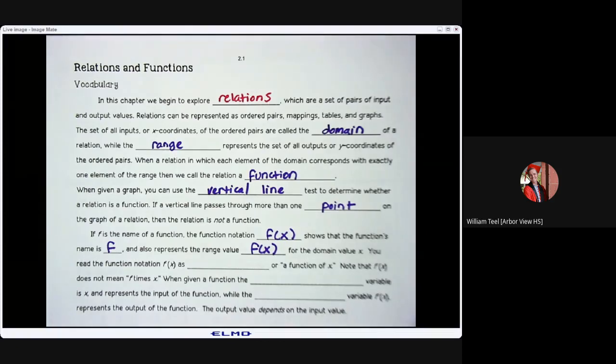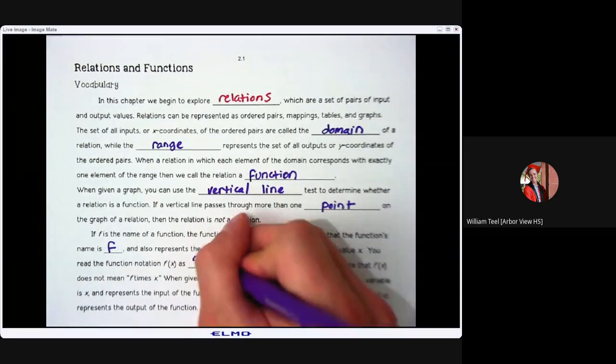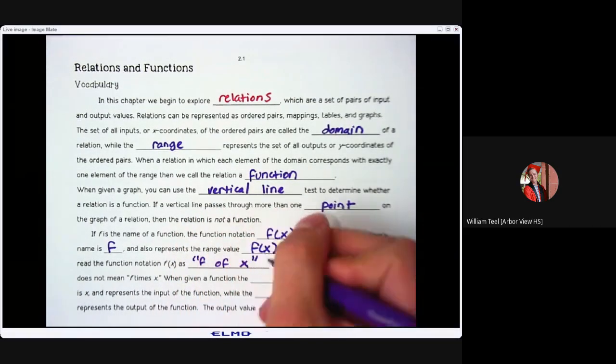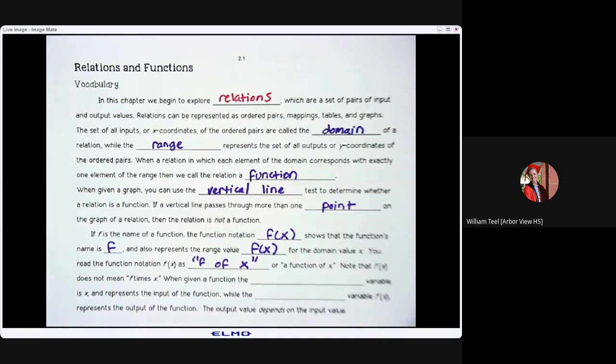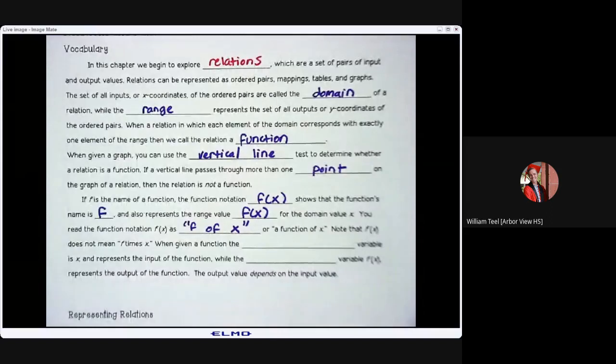Moving on, you read the function notation as f of x. Just like we said before, that is read f of x, or a function of x. Now note that f of x does not mean f times x. Even though we have f parentheses x, that might look like multiplication. However, f does not represent a variable, only x does. So f is just going to be the name of the function.